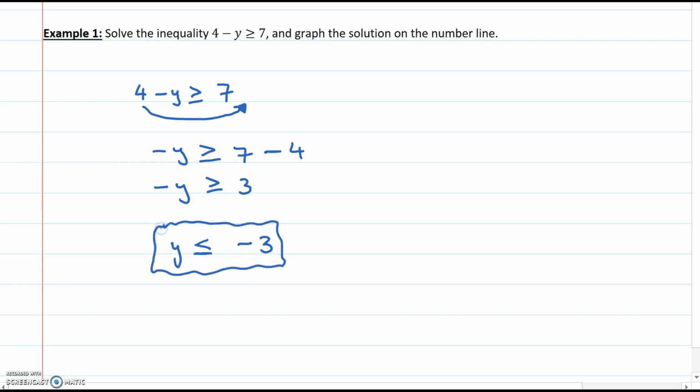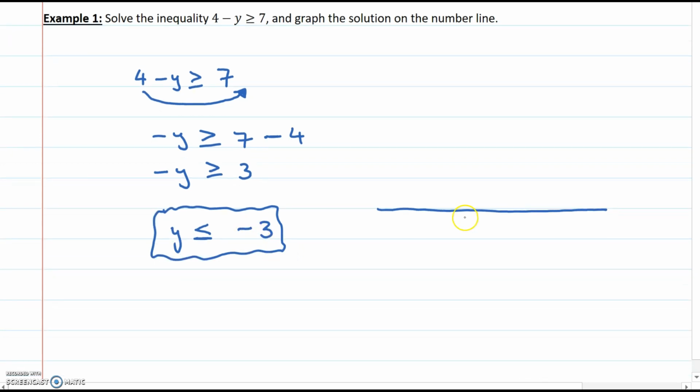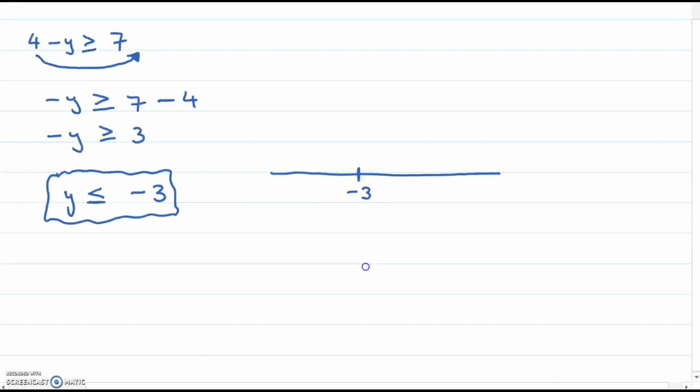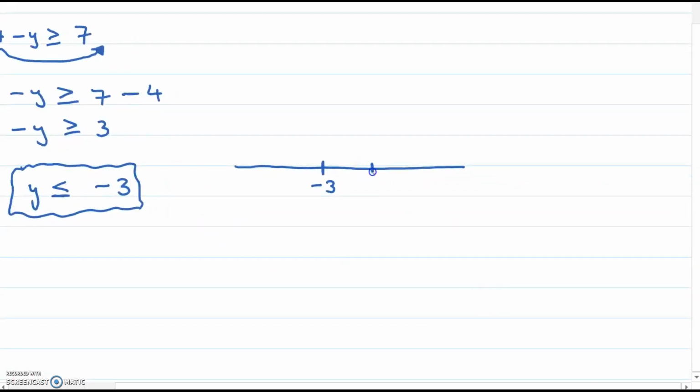Okay, so the second thing we're asked to do is to graph the solution. So let's just draw a number line. And what we're going to do is we're going to put our solution somewhere on this number line. Our solution involved negative 3, so let's put negative 3 somewhere on that number line. You can put it somewhere in the middle. And you want to put down a few numbers on either side. Now with the negative numbers, you've got to concentrate a little bit to make sure you're going in the right direction. Okay, so negative 3.